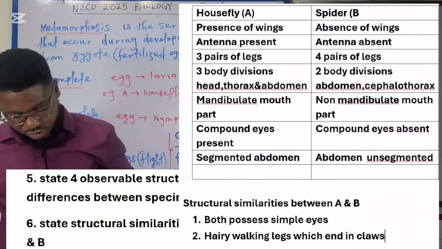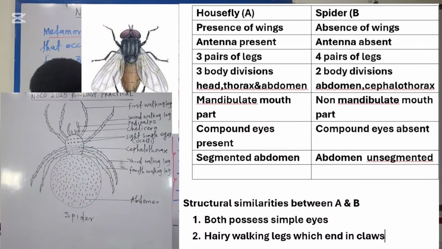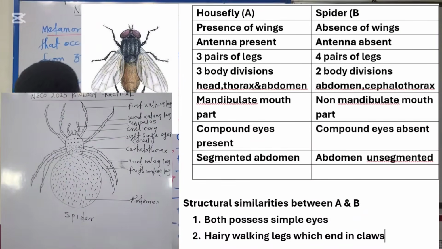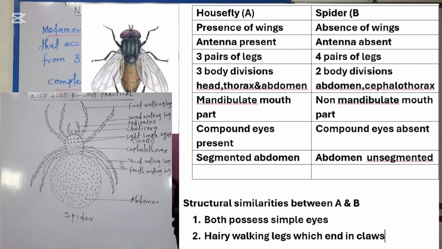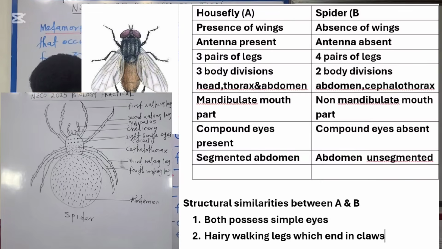As you can see on your screen, specimen A, talking about the housefly, has wings, the spider has no wings. The housefly has antenna present, spider has no antenna. The housefly has 3 pairs of legs, spider has 4 pairs of legs. Talking about the housefly, it has 3 body divisions: the head, the thorax, and the abdomen. Whereas for the spider, it has 2 body divisions: the cephalothorax and the abdomen.